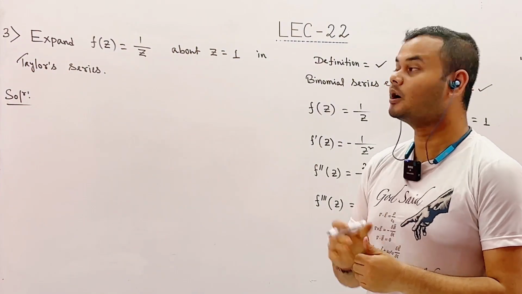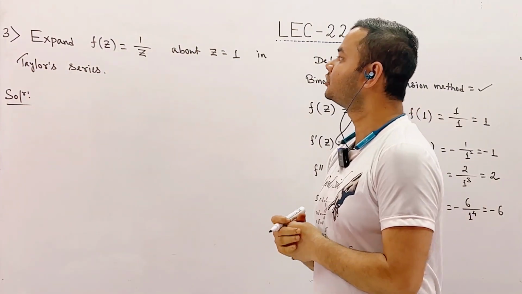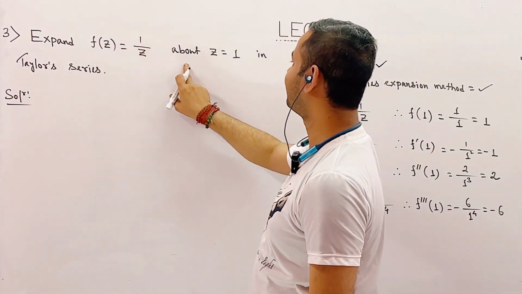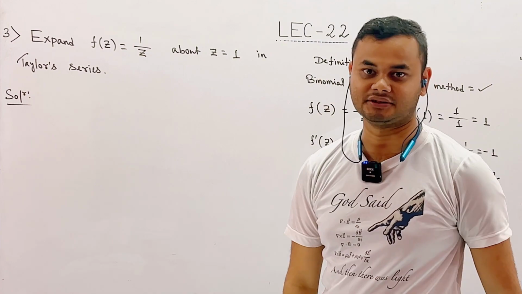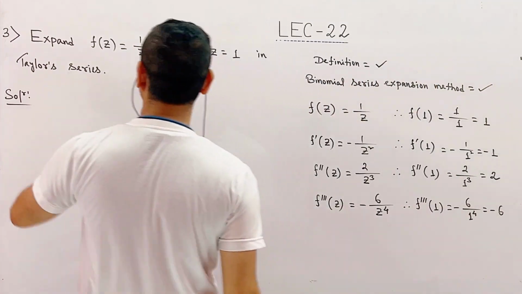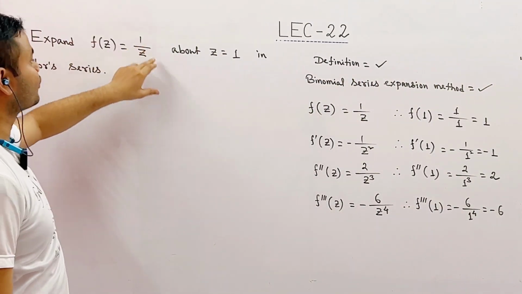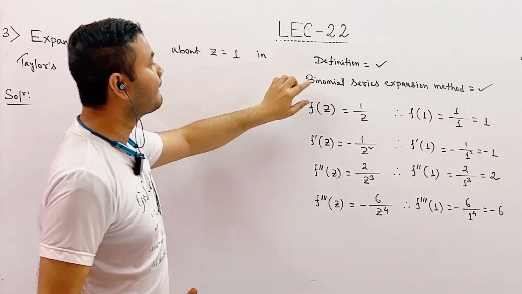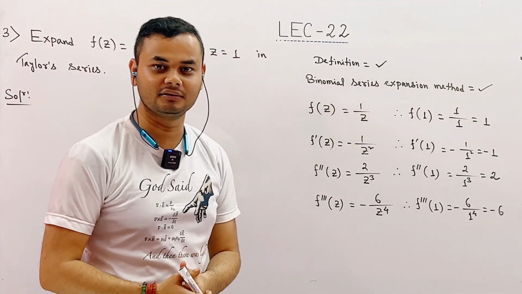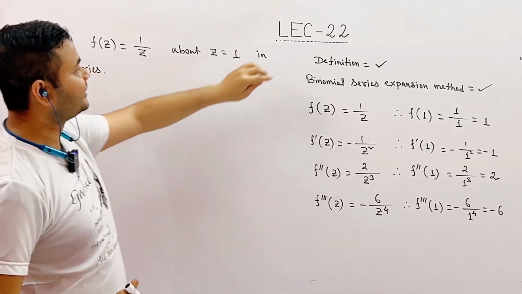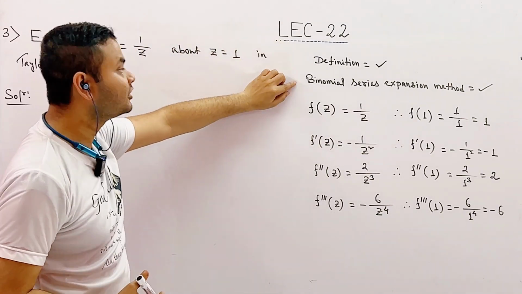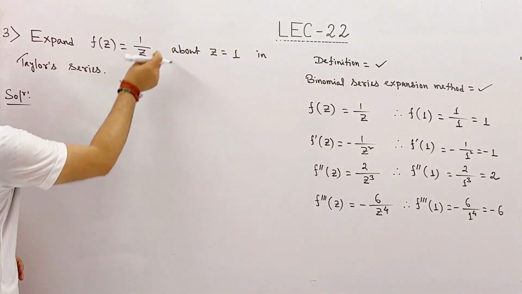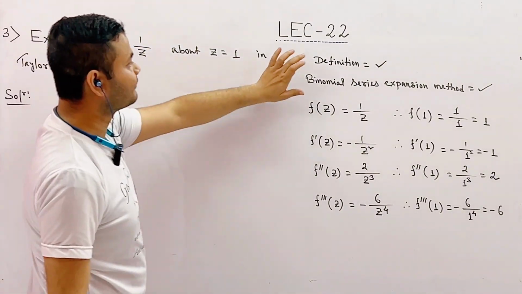Now let me solve problem number 3. According to problem number 3, we have to expand f of z is equal to 1 by z about z equal to 1 in Taylor series. Students, we can expand this function f of z is equal to 1 by z with the help of definition as well as with the help of binomial series expansion method. If we expand with the help of method number 1 or method number 2, we will get the same result. First, let me expand this function with the help of definition.